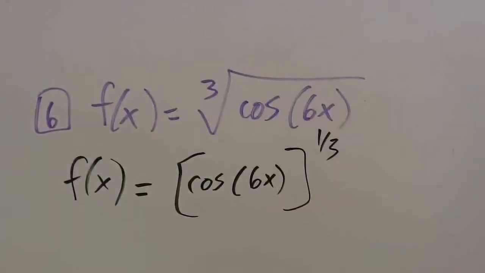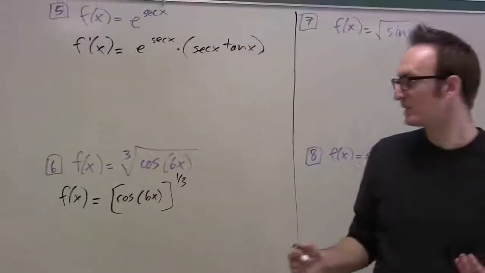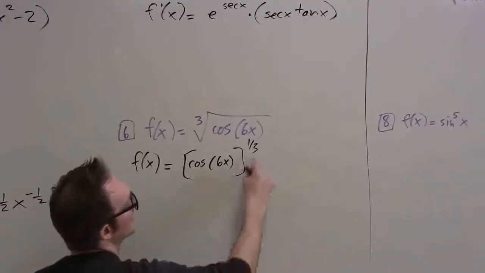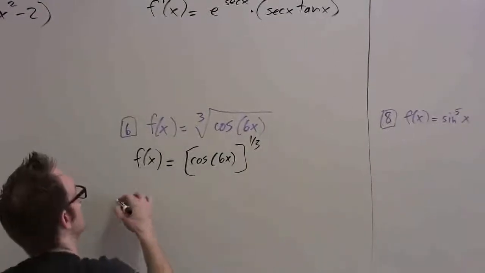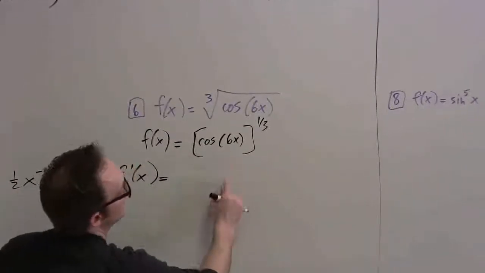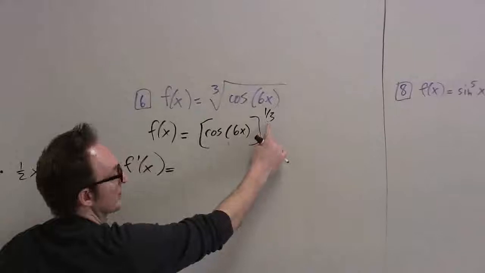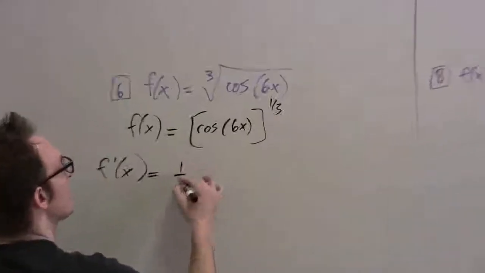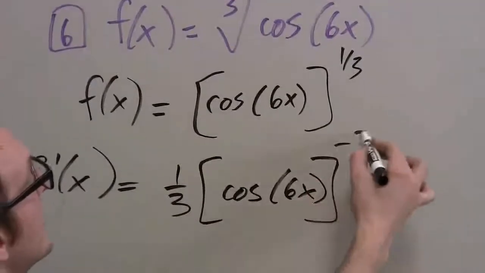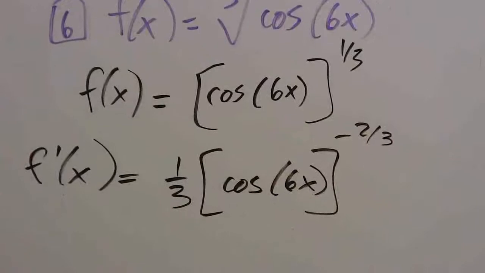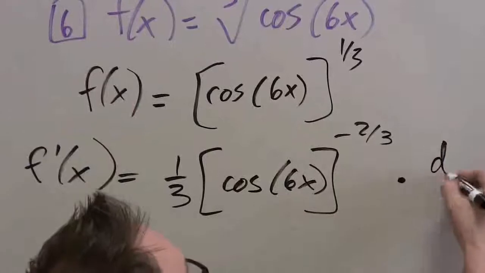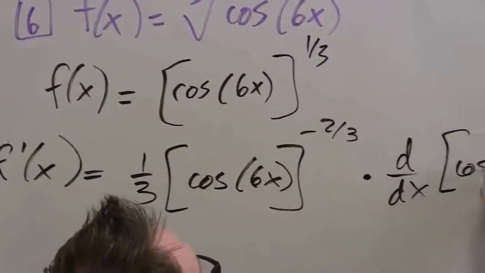So here's the thing about the chain rule. It's recursive. So you just follow the rule. If you just think of the outer function as something to the 1/3 and the inner function is cosine, then we're just going to follow the rule. So here we go. The derivative is, well, what's the derivative of something to the 1/3? The derivative of something to the 1/3 is 1/3 something to the negative 2/3. And then we go back inside for the derivative of the something. So this is going to be times the derivative of cosine 6x.